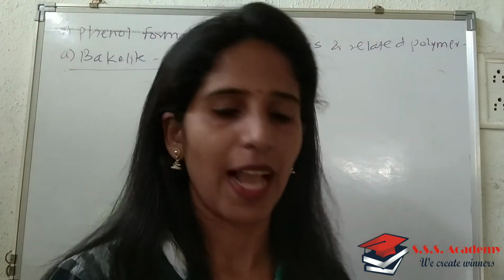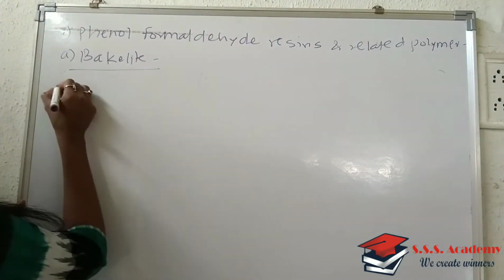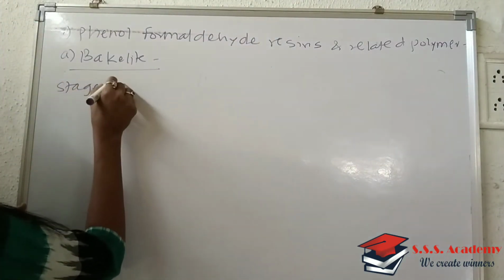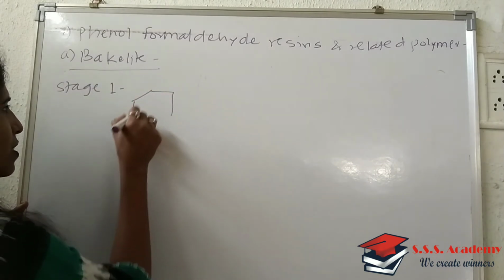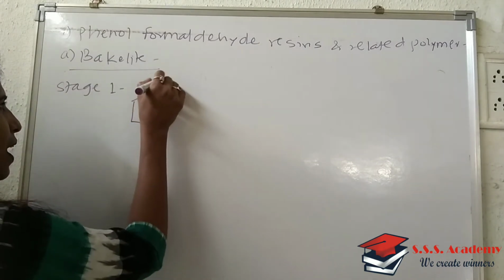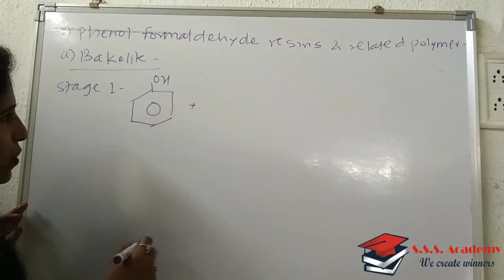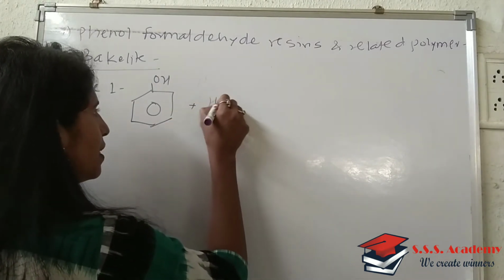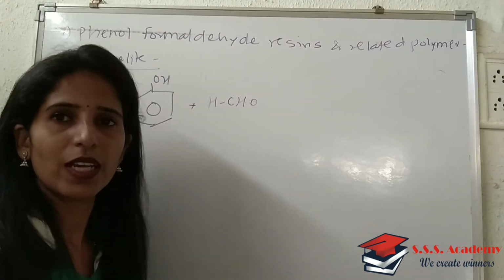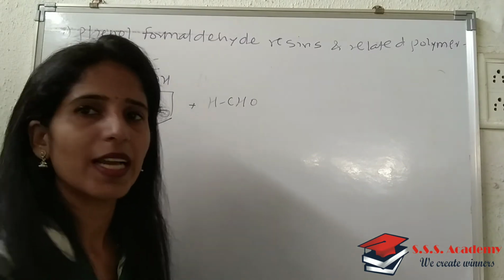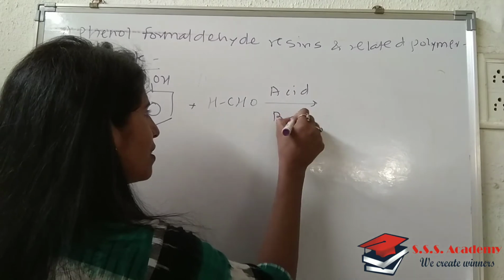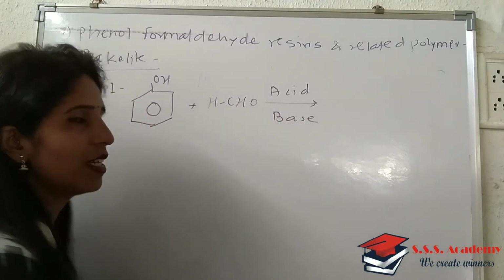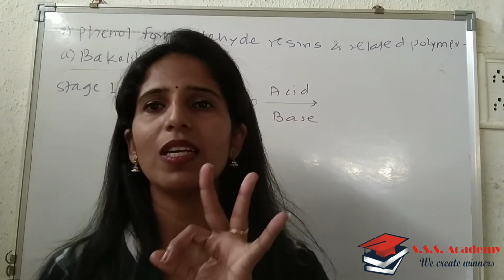Next you will write the reactions involved. So stage 1 reaction is this. What is structure for phenol? This is benzene ring and OH on its top, and next formaldehyde, that is HCHO. So phenol is taken and formaldehyde is taken. Then in presence of acid or base acting as a catalyst, it will give you three different monomers.